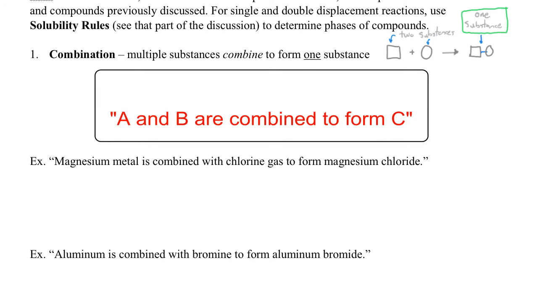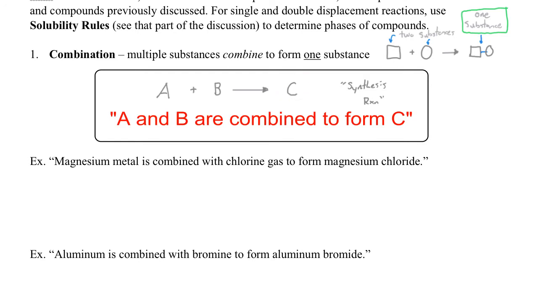So in a combination reaction, it would look like A combining with B, where A and B are different substances, into some new substance that we'll call C. These are often referred to as synthesis reactions because we're putting something new together.